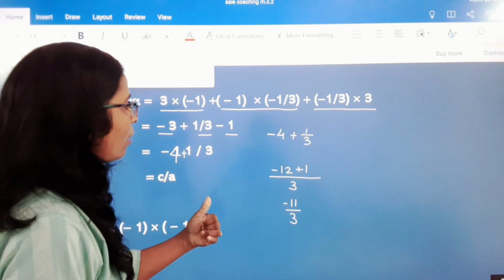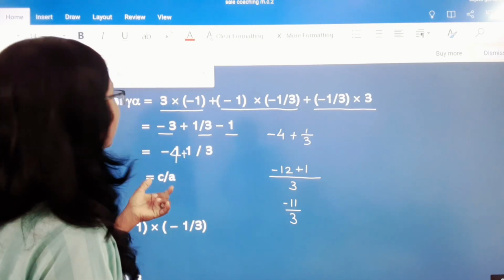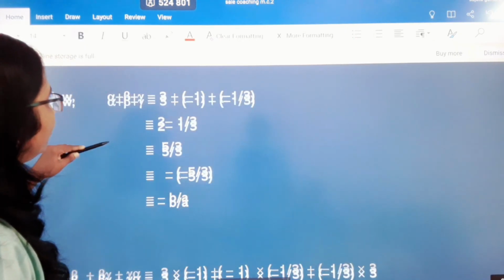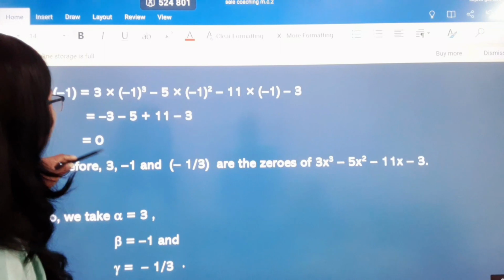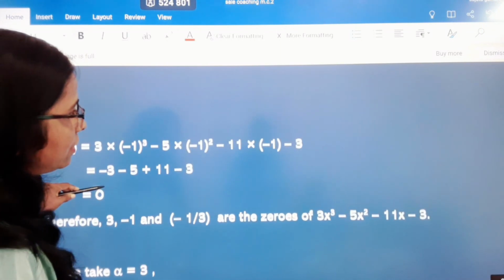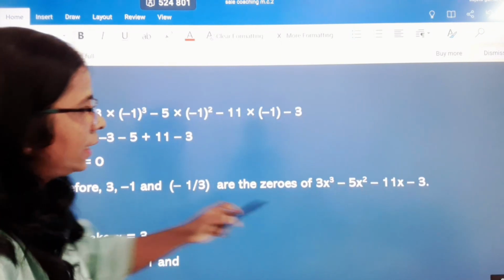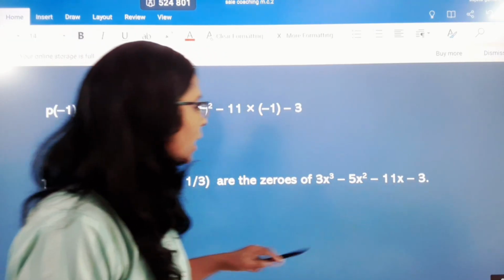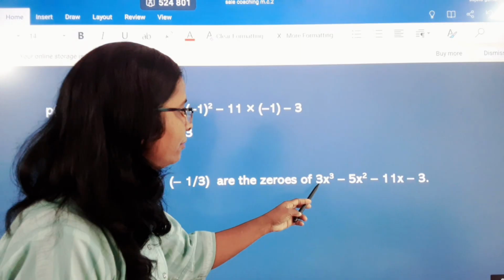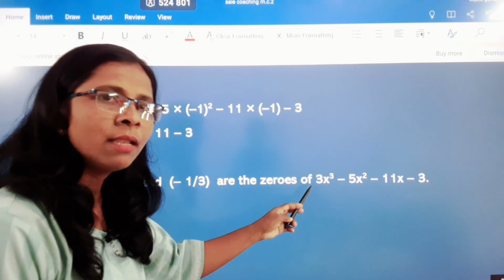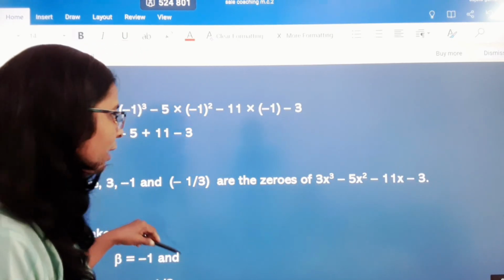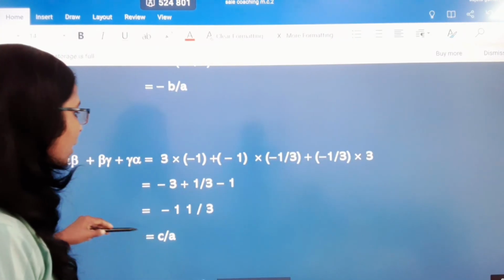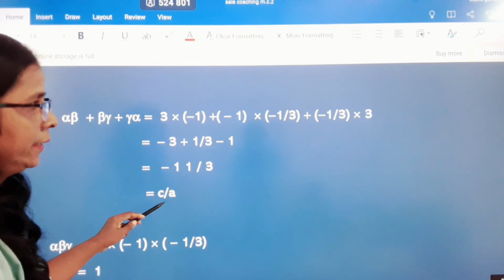So now we get the value -11 upon 3. Now what is the value of c upon a? See here, what is the value of c? That is -11. And what is the value of a? That will be 3. So -11 upon 3. It will be verified. Alpha beta plus beta gamma plus gamma alpha is equal to c upon a.